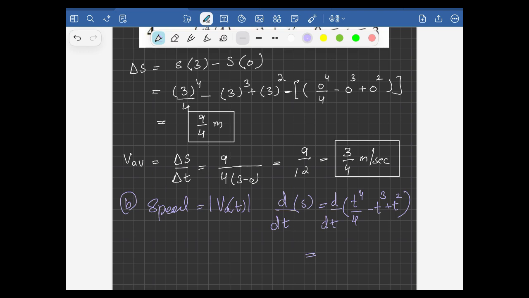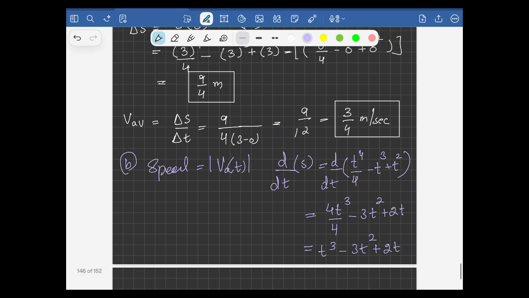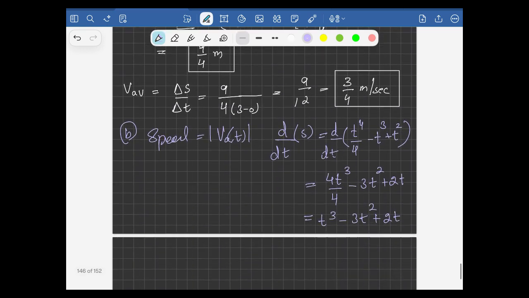Okay, so t raised to power 3 over 4 minus 3t square plus 2t. 4 cancels 4, so it's finally written as t cube minus 3t square plus 2t. Now we need to find these absolute values at the endpoints 0 and 3.